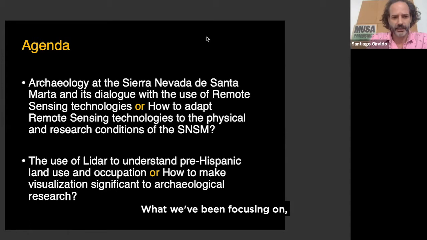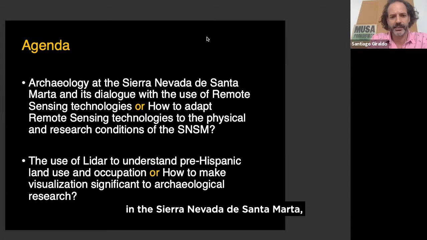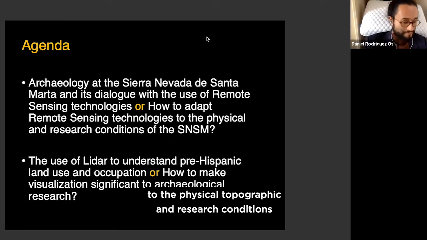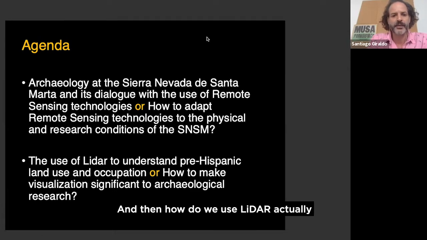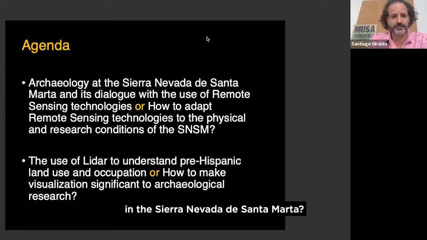What we've been focusing on, and the focus of this talk, is how we've been using remote sensing technologies in the Sierra Nevada de Santa Marta, and how we can adapt these remote sensing technologies to the physical, topographic, and research conditions of the Sierra Nevada de Santa Marta. And then how do we use LiDAR actually to understand pre-Hispanic land use and occupation, which has been constant for the past 2,000 years in the Sierra Nevada de Santa Marta?